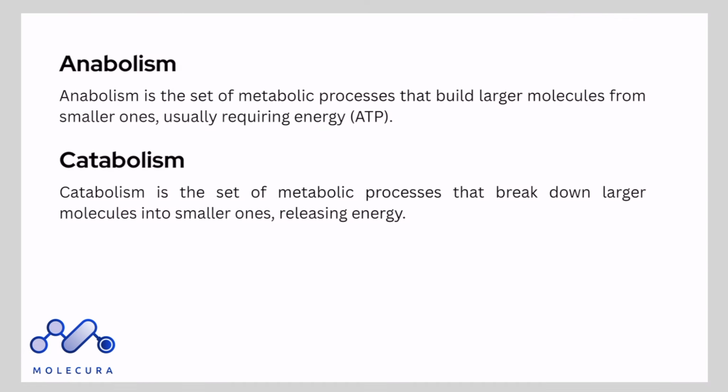So the first thing that we're going to talk about is the definition of anabolism and catabolism. Anabolism is a set of metabolic processes that build larger molecules from smaller ones, and it usually requires ATP. On the other hand, catabolism is when bigger molecules are broken down into smaller ones, and in these situations energy is usually released.